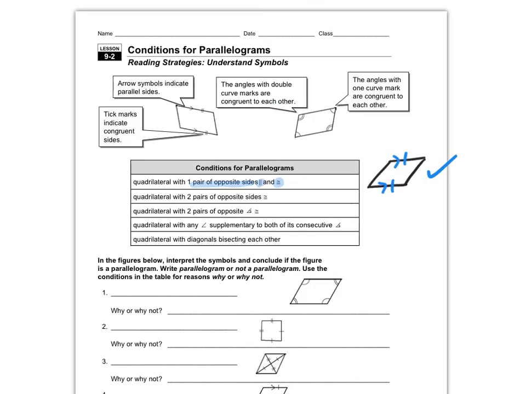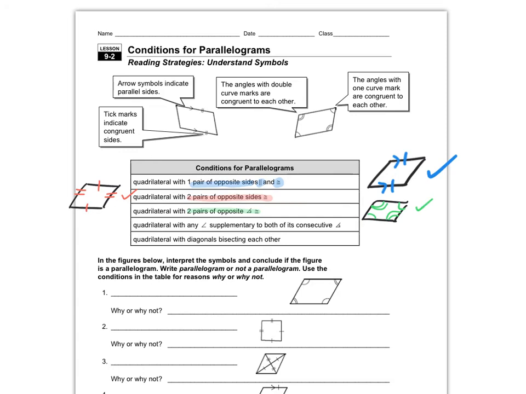It says that if a quadrilateral has 2 pairs of opposite sides that are congruent, then it's a parallelogram. So in other words, if the top is congruent to the bottom and the left is congruent to the right, it's a parallelogram. So if a quadrilateral has 2 pairs of opposite angles that are congruent, then that quadrilateral is a parallelogram. So if these angles are congruent and those angles are congruent, then it's a parallelogram.